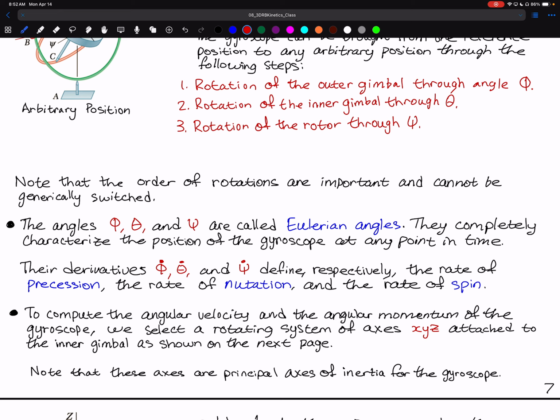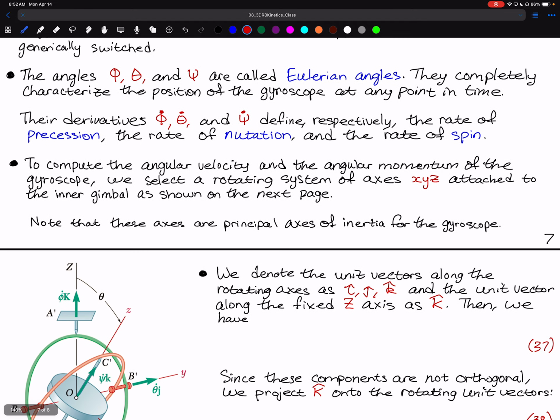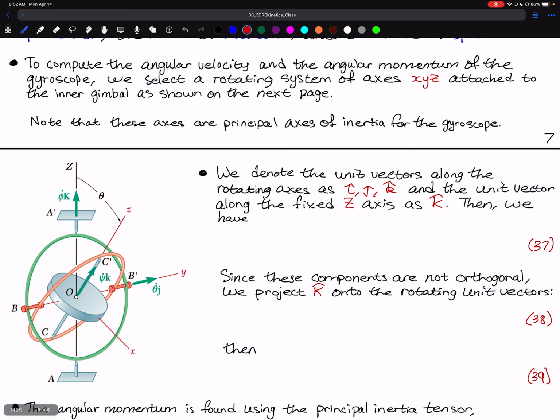So we're going to now compute angular velocity and angular momentum of our gyroscope. To do this, we're going to select a rotating system of axes, lowercase x, y, z, attached to our inner gimbal, which is shown on the next page. And for a gyroscope, these axes are also the principal axes of inertia. That is just a matter of convenience here. For a gyroscope, this is always true. For a general rigid body, this is probably not true. It's part of what makes gyroscopes easier to deal with than just a generic rigid body.